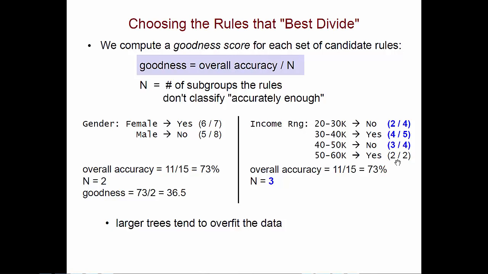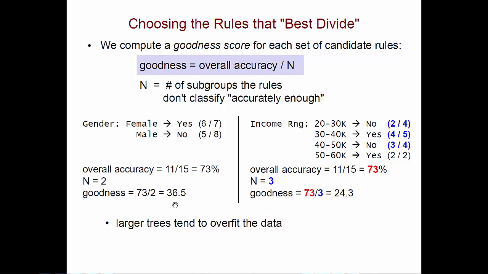And so that's not going to factor into our n value. It's just these 3 that are going to give us the 3 for n, and therefore we're going to divide accuracy by 3. And you can see this ends up giving us a lower goodness score than we got over here.